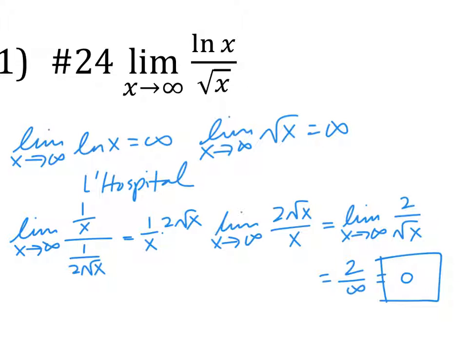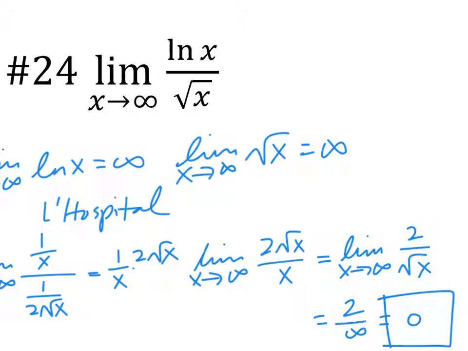But, yes? So you can't cross out infinities? So like at the 2 times square root x over x, you can't cross out? No, because the question is which infinity is bigger. Is this infinity bigger than this infinity? You don't know. So this question, you really don't have to use L'Hopital's rule.